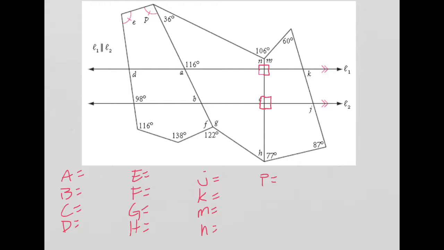Okay, so raise your hand if you hate how these angles were labeled. I do. A, B, C, D, E, F, G, H, J, K, M, N, P. What? No, hate it. Okay, but let's keep going.